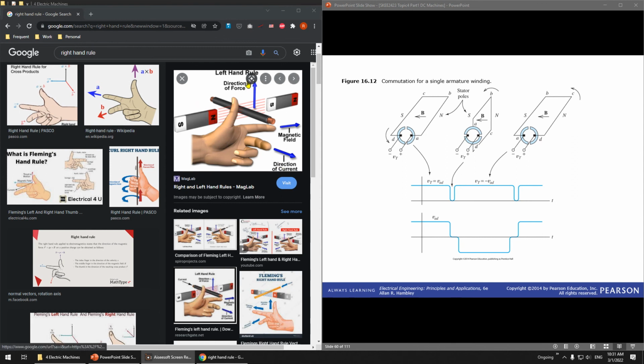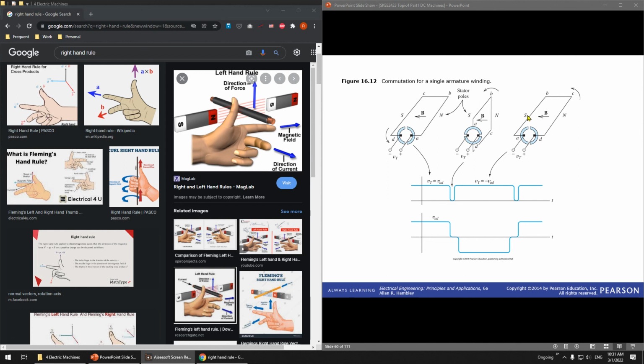So you can use the left hand rule. You can see here north to south, and positive, the current goes here, and then the force goes up. This one, the force goes up.